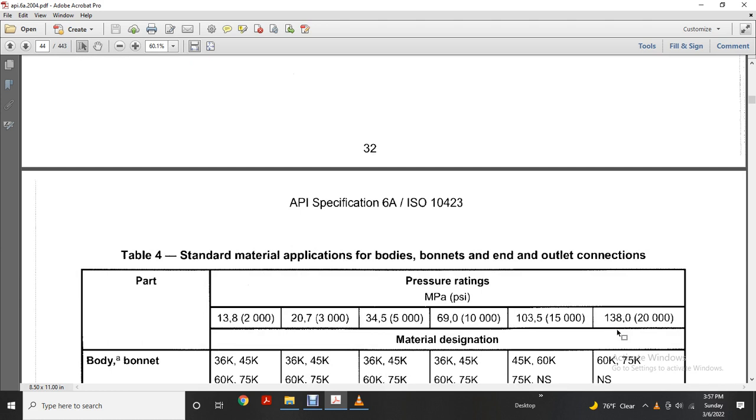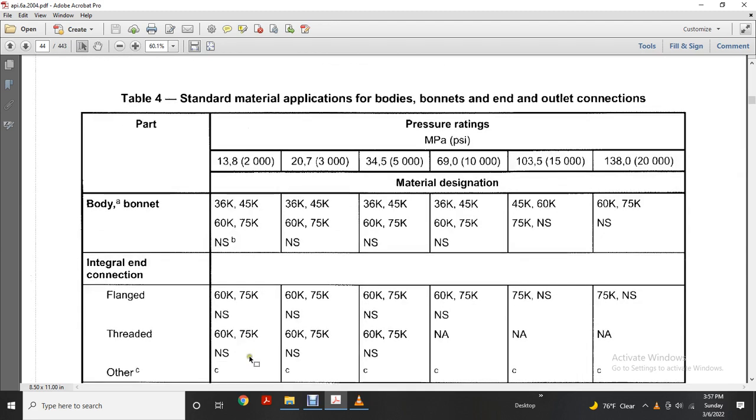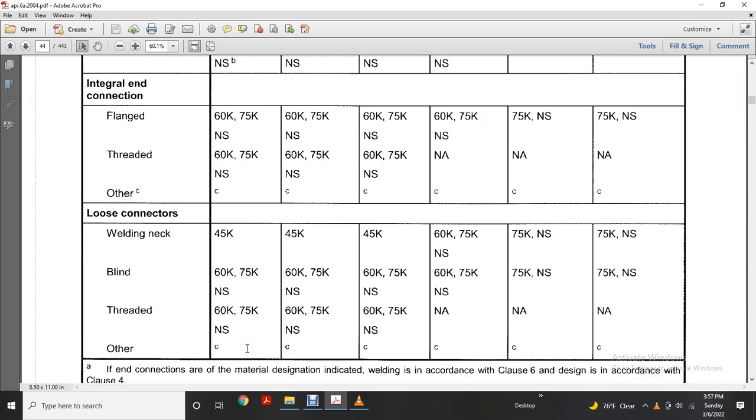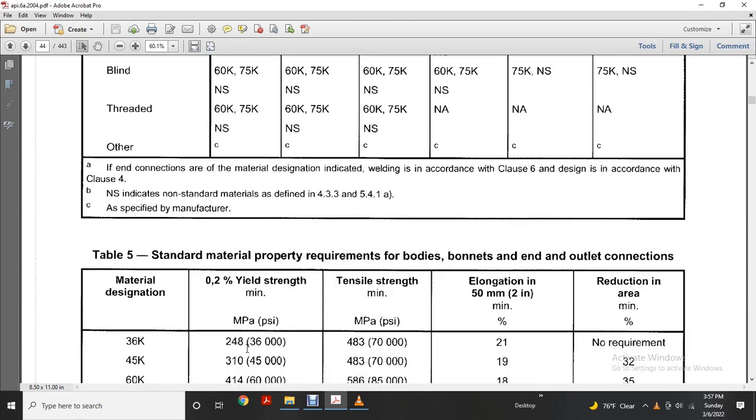Table: standard materials, application for bodies, bonnets, and end outlet connections, pressure ratings, material designation for body, bonnet, internal connection, thread, flange, thread or other, loose connections, welding neck, blind, threaded or other. Table 5: standard material property requirements for body, bonnets, end outlet combination, material yield strength, tensile strength, elongation in 2 inches, and reduction in area minimum percent.